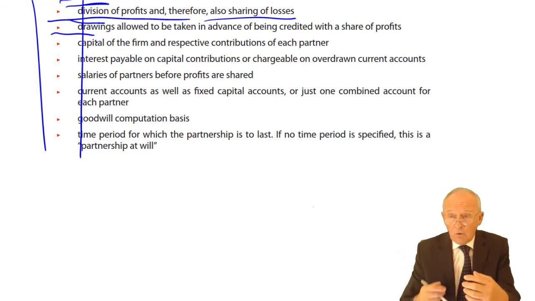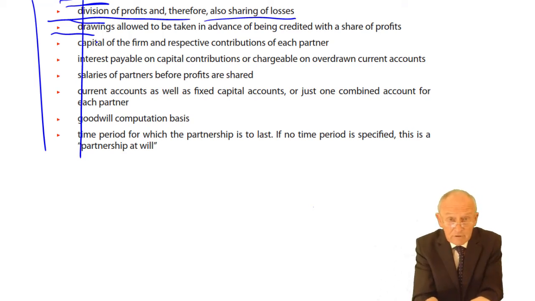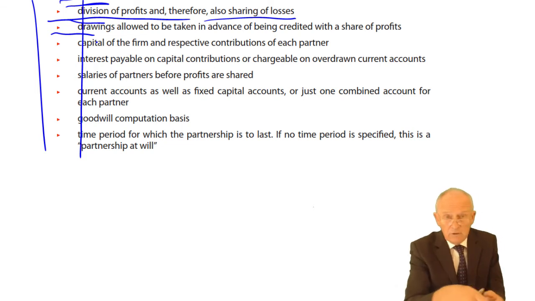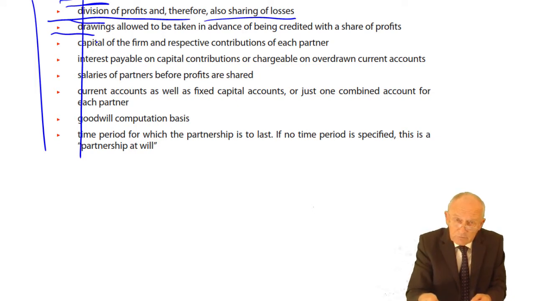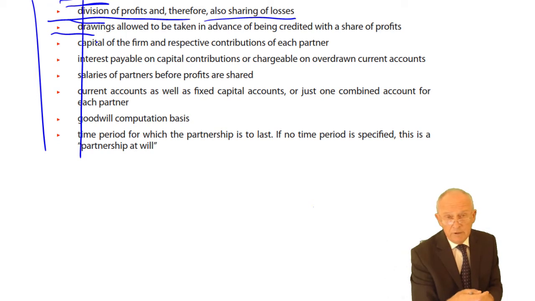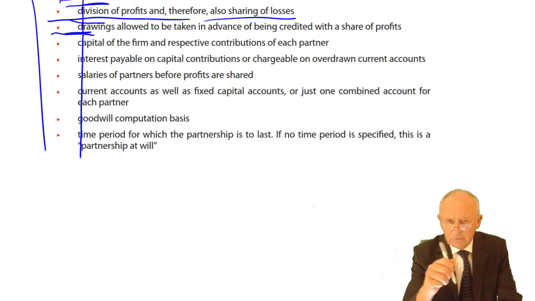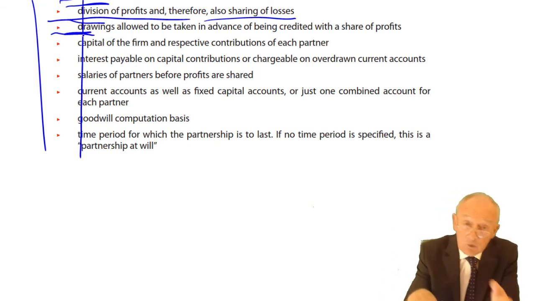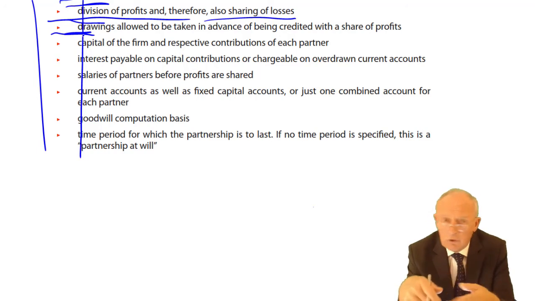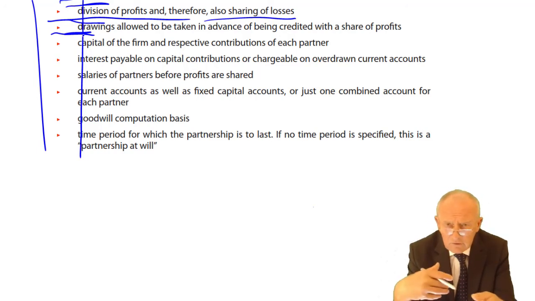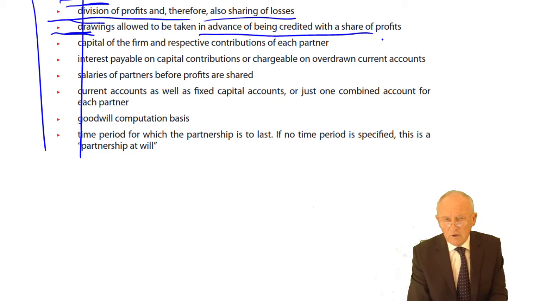And similarly, when we have drawings, I've put in capital, you put capital into our firm, but I need to live. I need to provide money to the local supermarket in order to get food to feed the family. So I need to draw money out of the firm's resources in order to buy my monthly groceries. Well, those drawings, there should be a limit on this, because if I put in a lot of money by way of capital and you put in some as well, and we're carrying on business and I'm working away and you're not, and I'm making profits and you're not, I need to be able to have some money out of that firm in advance of being credited with my share of profits.